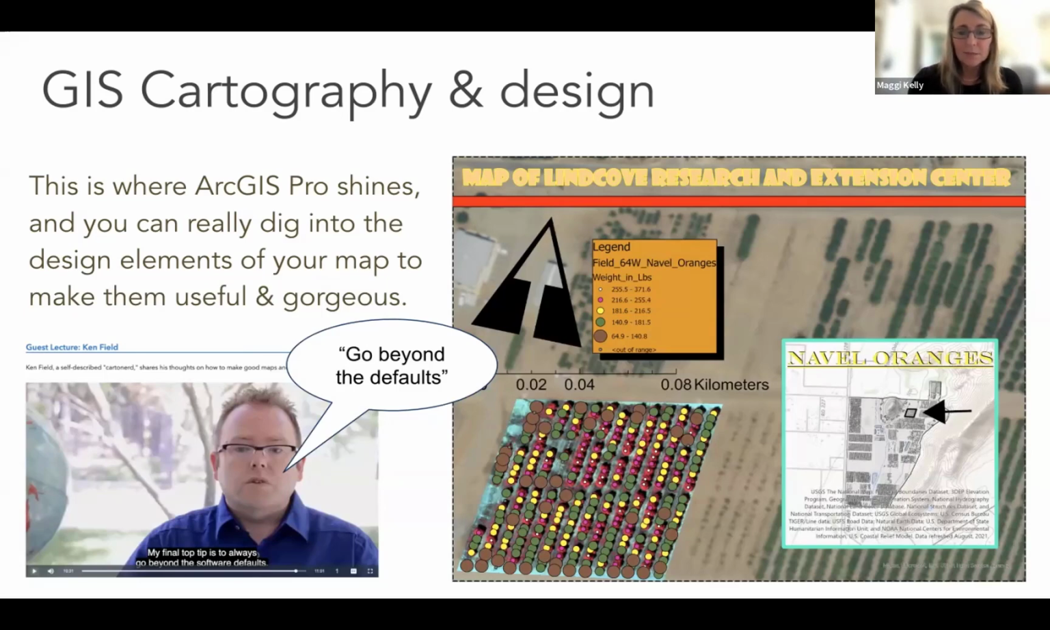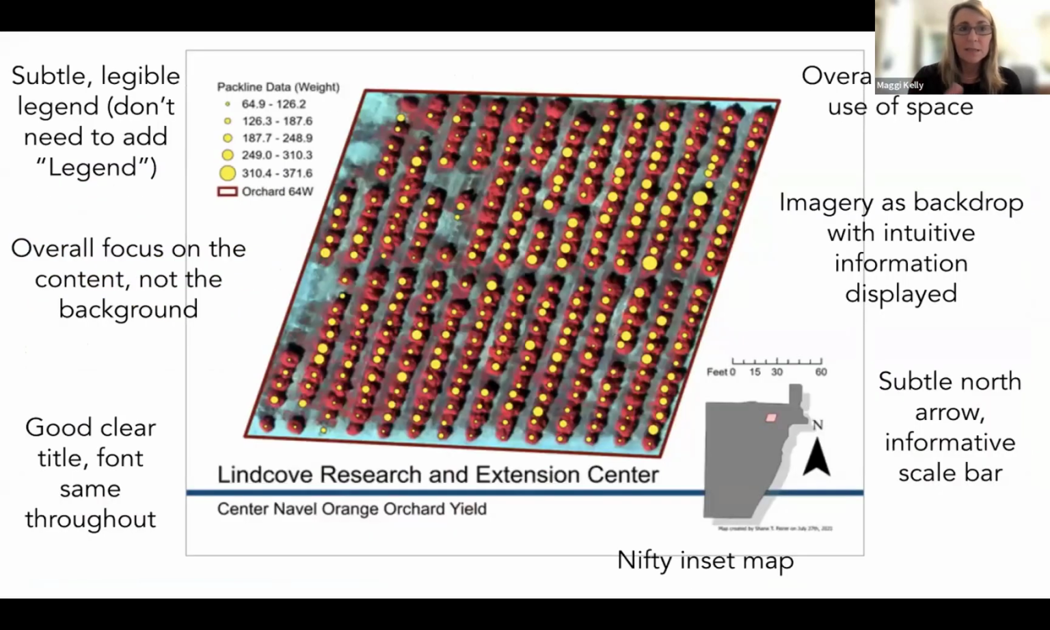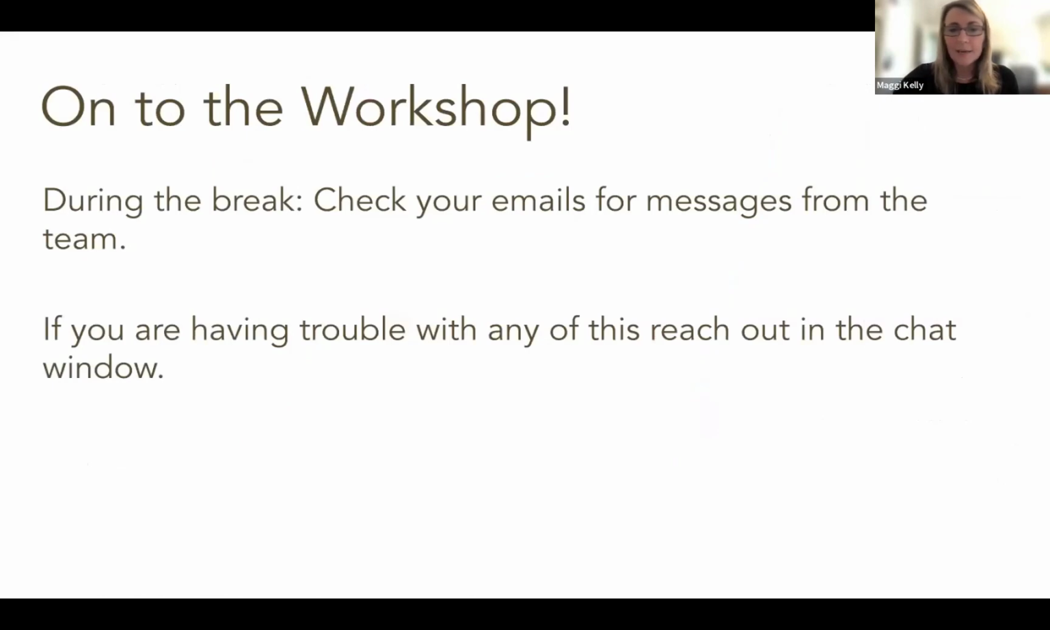And so instead of the thing on the right, you can make something like this, which has better balance. The map is nice. It uses the full area nicely, subtle legend, nice inset map, font is clean throughout. There are some very simple choices you can make that make your map, as I said, useful as well as beautiful. So with that, we're going to stop, and I'm going to turn the screen over to Sean.